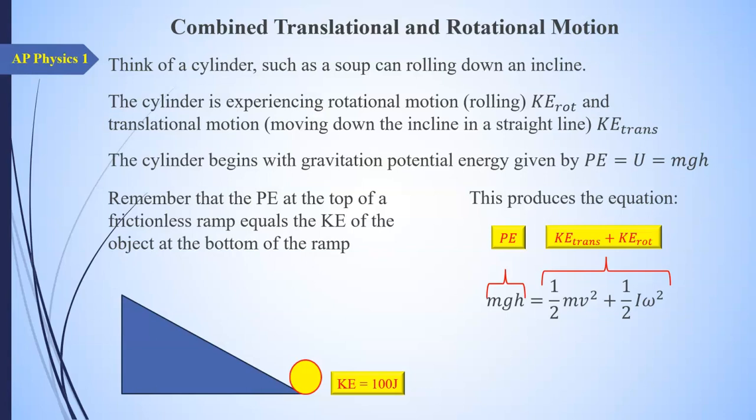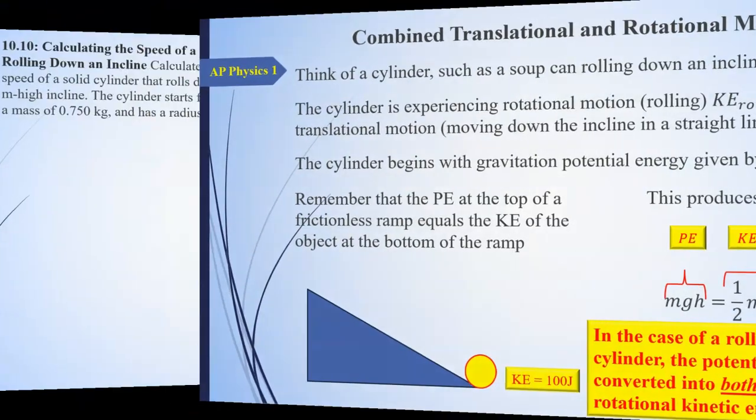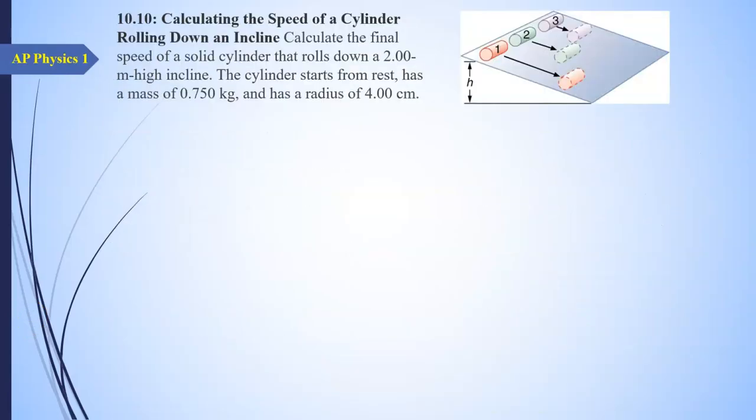So some of the potential energy goes into causing the can to go down the ramp, and some of it goes into causing the can to rotate, to roll. So in the case of a rolling sphere or cylinder, the potential energy is converted into both translational and rotational kinetic energy. Okay, so let's take an example.